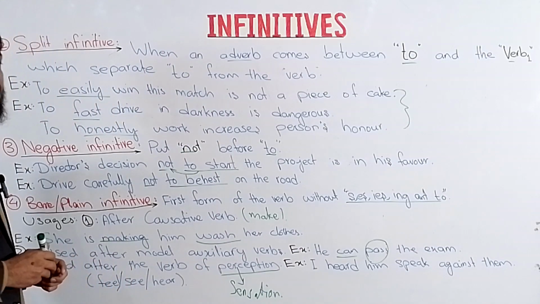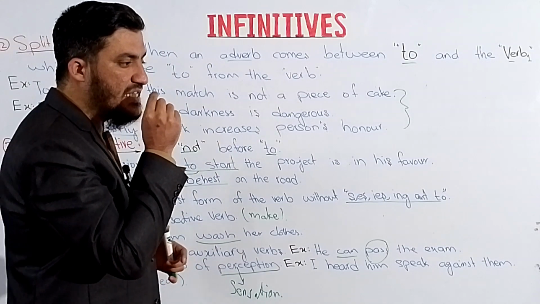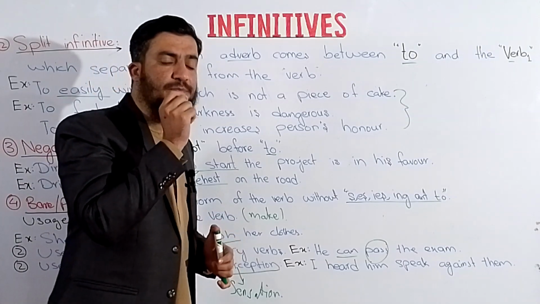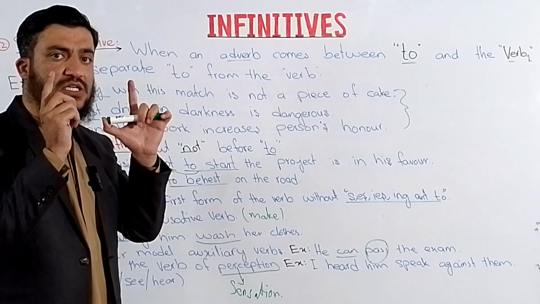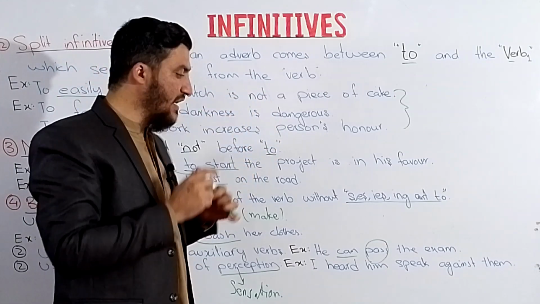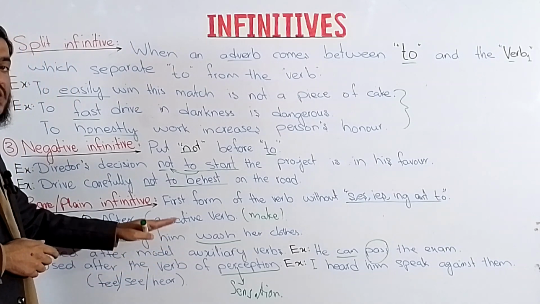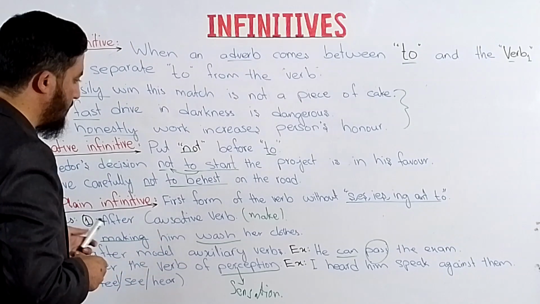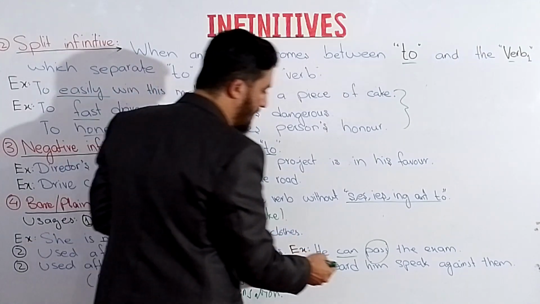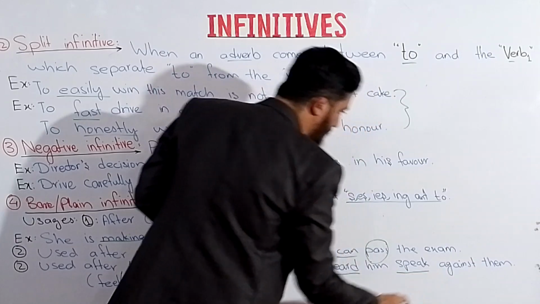And we discuss that there are 5 verbs of sensation: taste, smell, sense of watching, sense of hearing, and sense of feeling. After these verbs of perception, we use the bare infinitive. For example, I heard him speak against them.